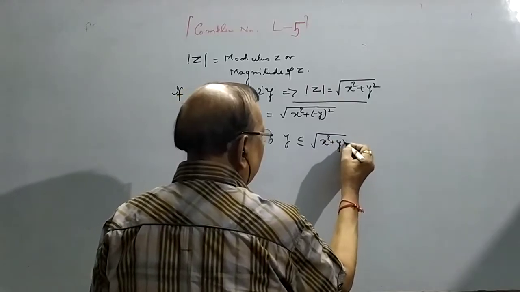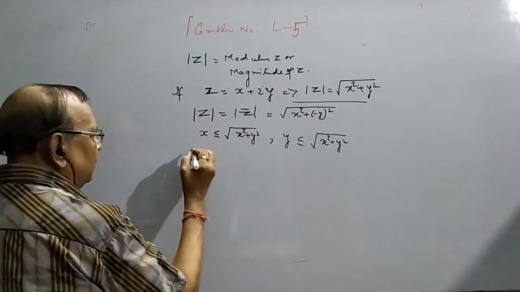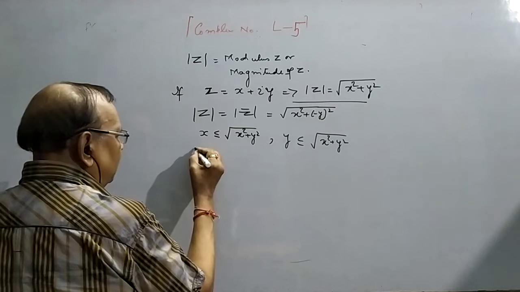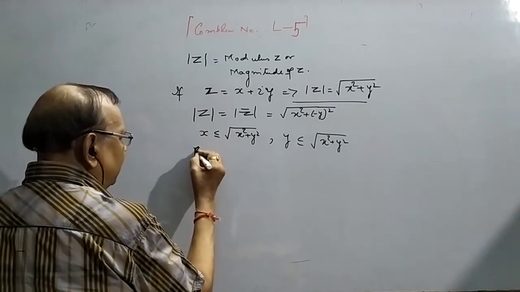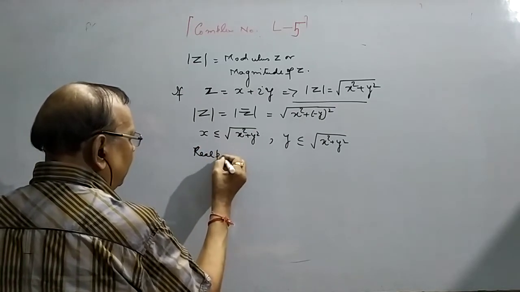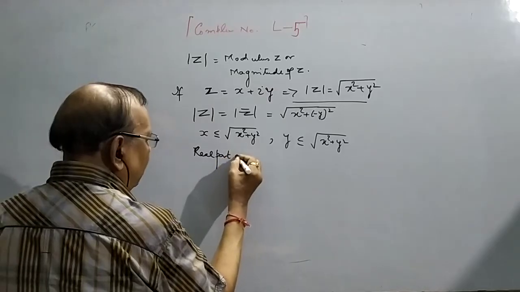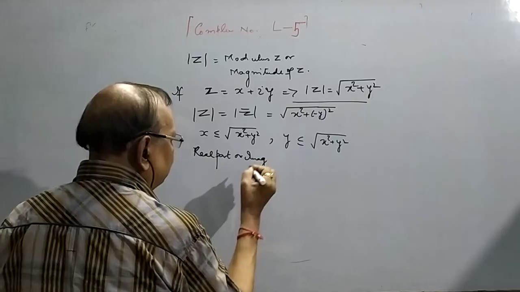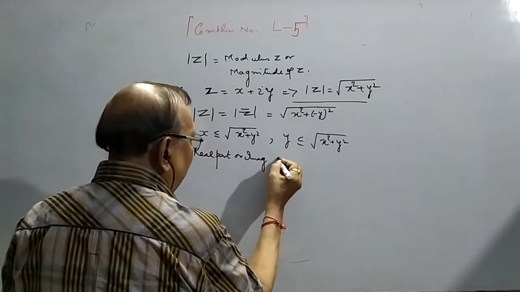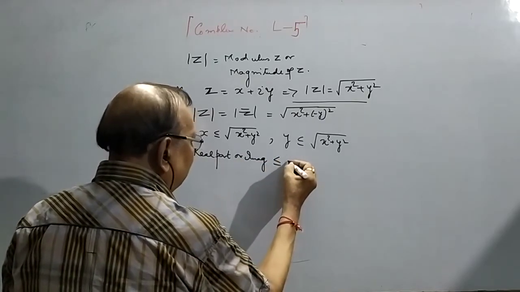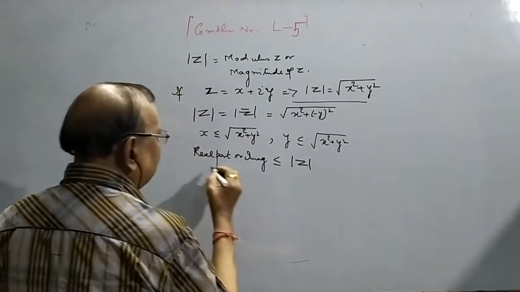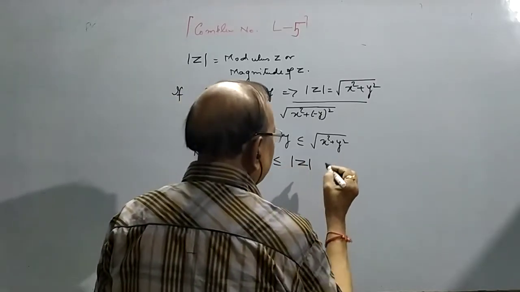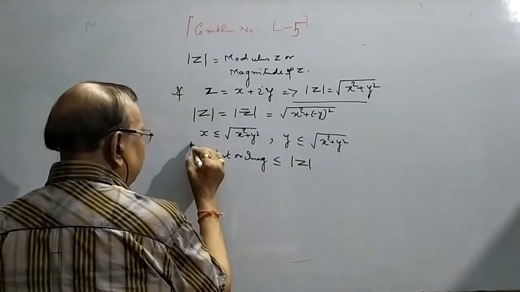Therefore, real part or imaginary part, both are less than or equal to mod of Z. Remember that.